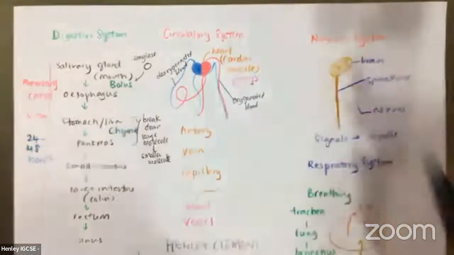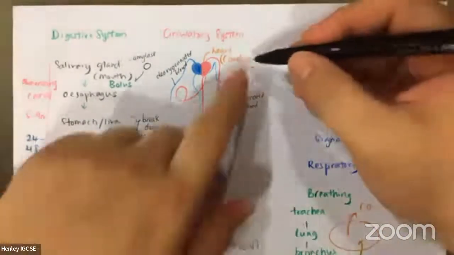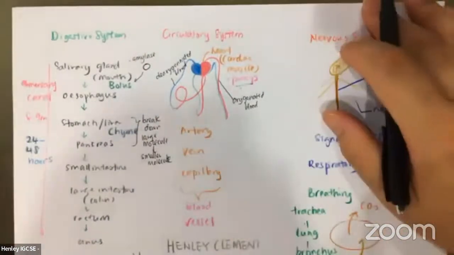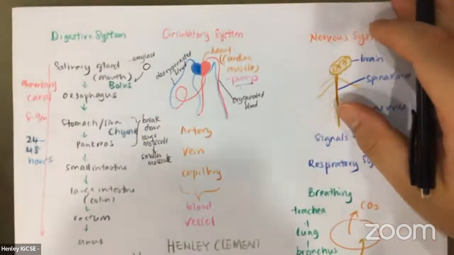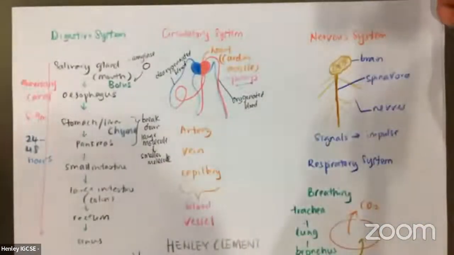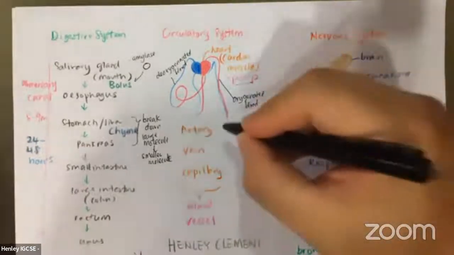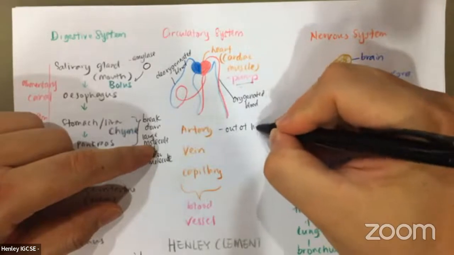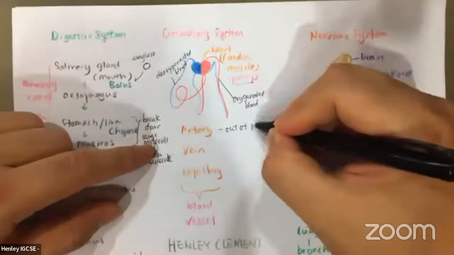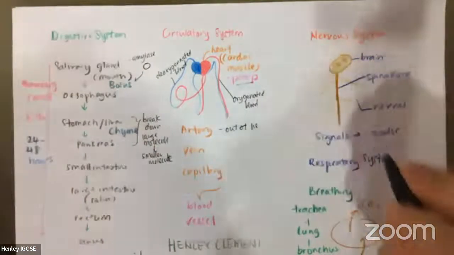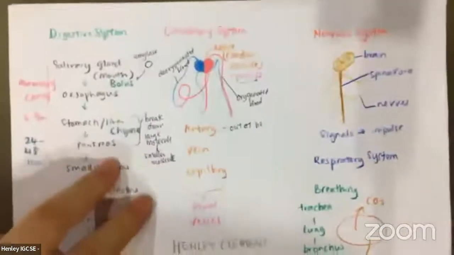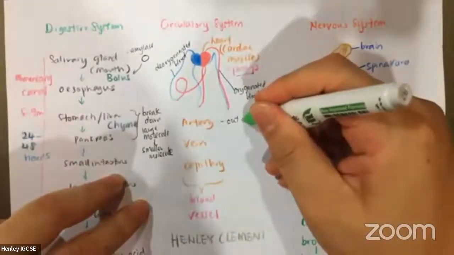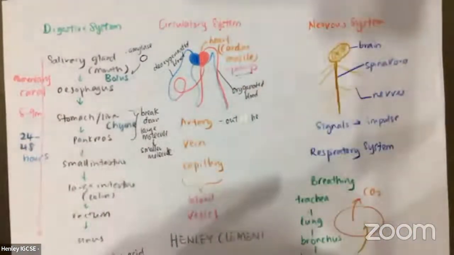The heart muscle is called cardiac muscle, which wouldn't get tired and fatigued, unlike our bicep muscle. Some vocab you need to learn is artery. Artery is the vessel that goes out from the heart.